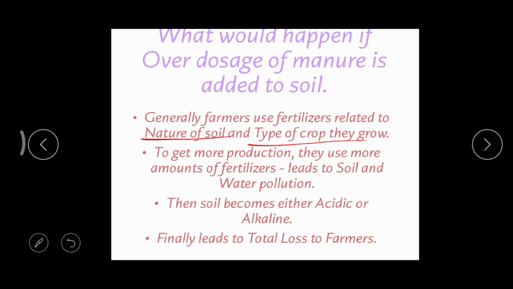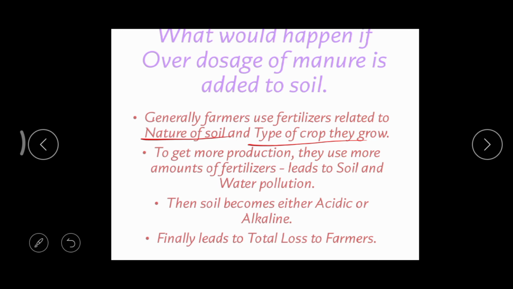And also, what's the next one? Type of crop. Which crop we are growing? So for example, one farmer is growing rice and one farmer groundnut. Then can you say that these two farmers must use the same amount of fertilizer? No, they have to use different amounts. Okay, in this way, the amount of fertilizer depends on what? It depends on these two factors, nature of soil and type of crop.